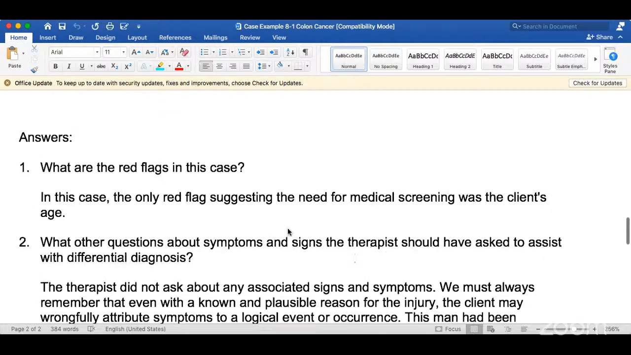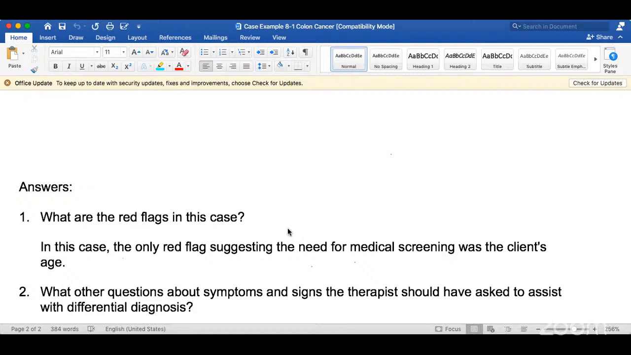Do you know something I missed? In the whole of this, it says, in this case, the only red flag suggesting the need for medical screening. It didn't say the need for referral. I didn't observe that. So that is what Mama was saying that I did not even notice until now. It says the only red flag suggesting the need for medical screening, meaning it is not saying just because of the age.